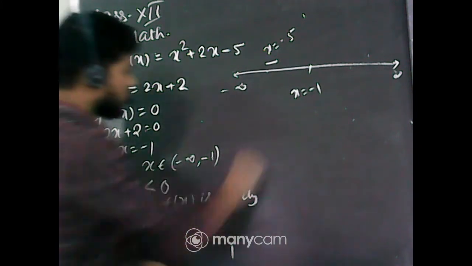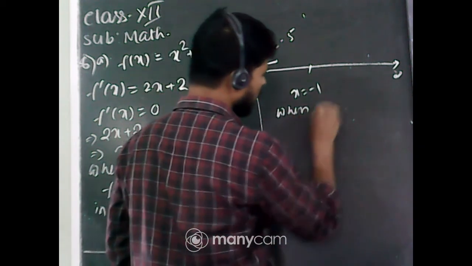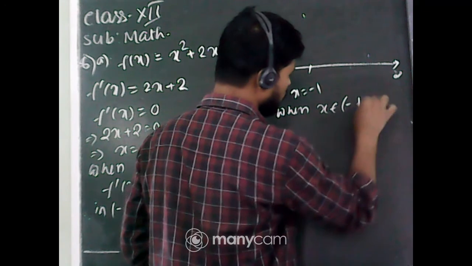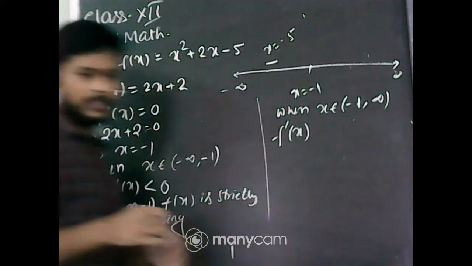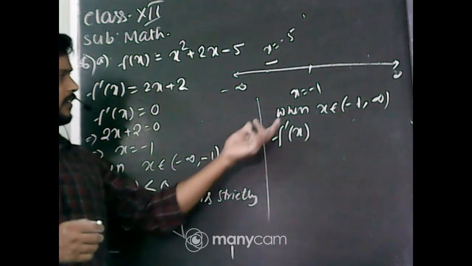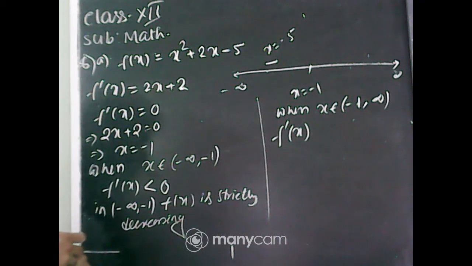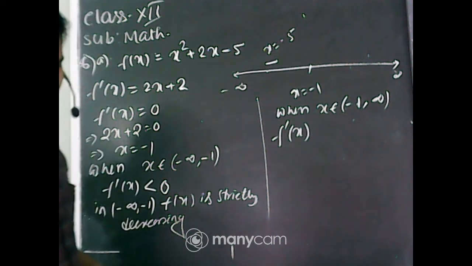Okay, now we have another interval, that is minus 1 to plus infinity. So when x belongs to minus 1 to plus infinity, in that case what will be the value of f dot x? Is it greater than 0 or less than 0? Can you tell me what will be the value of f dot x in this interval, minus 1 to plus infinity?